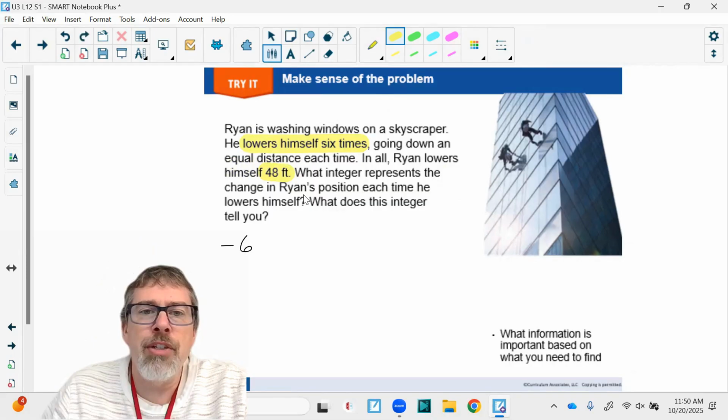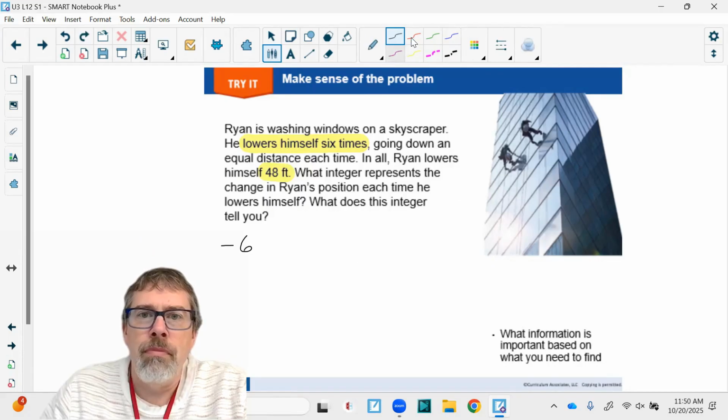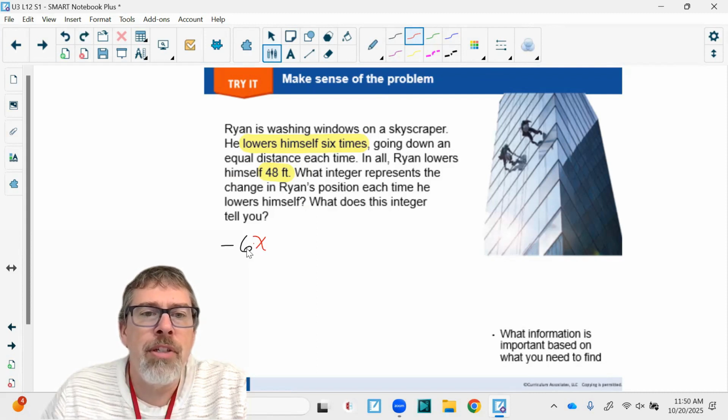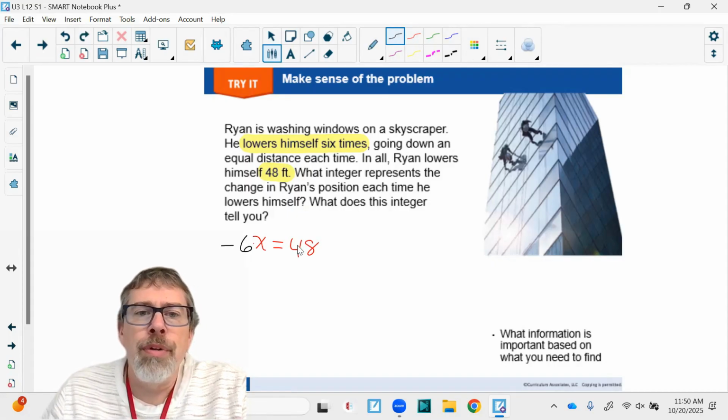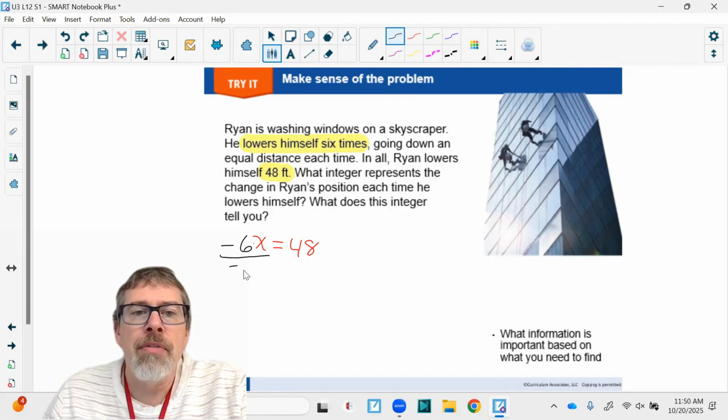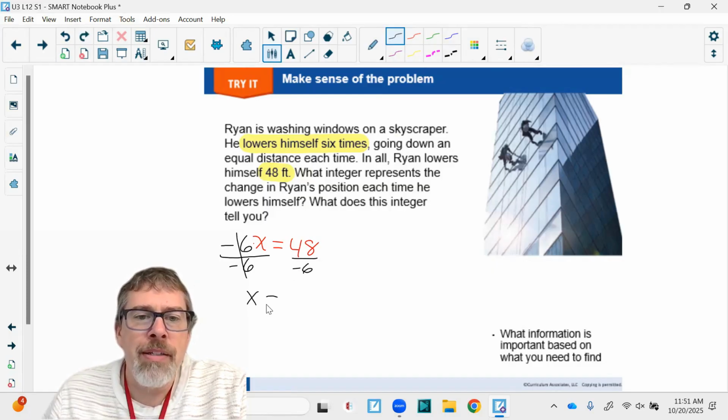What integer represents the change in Ryan's position each time he lowers himself? So I'm going to say he's going to do it -6 times. How far he goes determines the total distance of 48 feet. We were given the 48 feet total, and we were given that he lowers himself 6 times. How far each time, when it was the same distance every time? Well, we're going to divide by -6. Anything divided by itself is 1, and 1 times x is x. And a positive divided by a negative is negative.